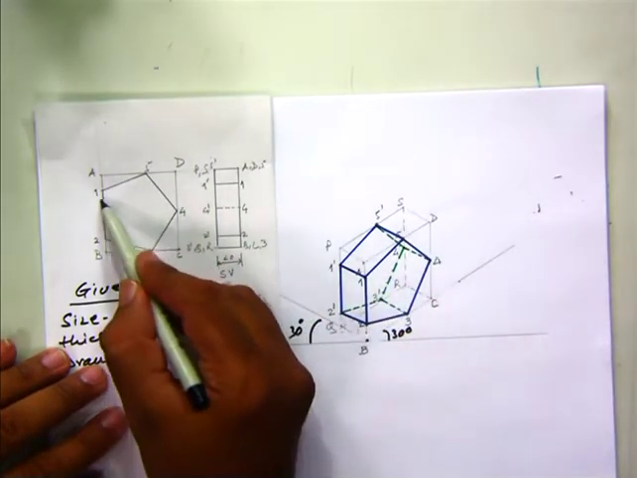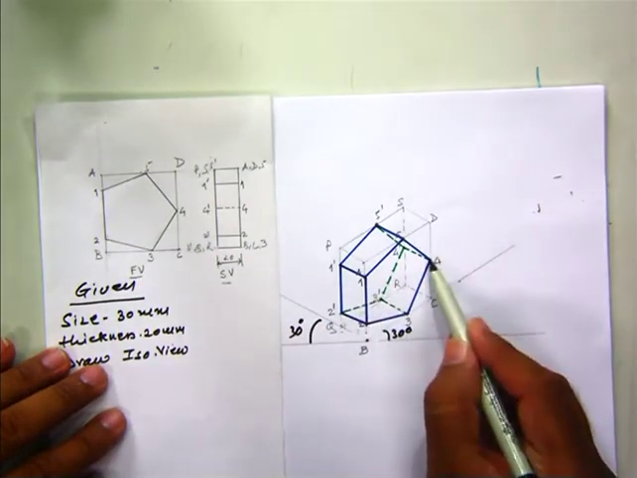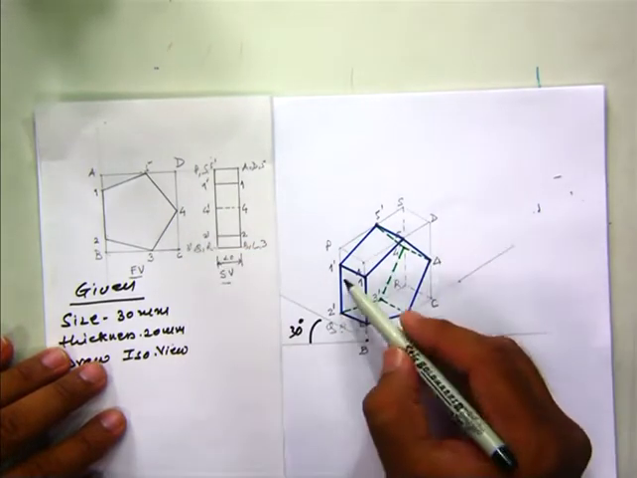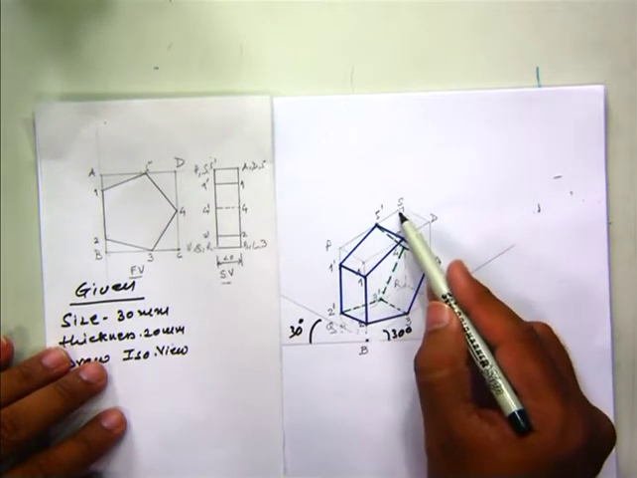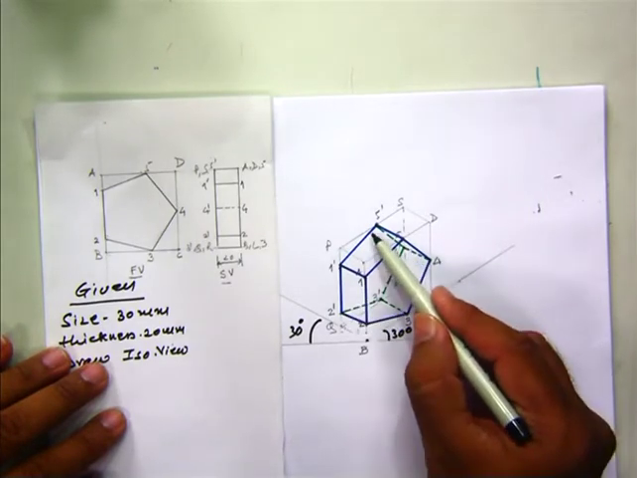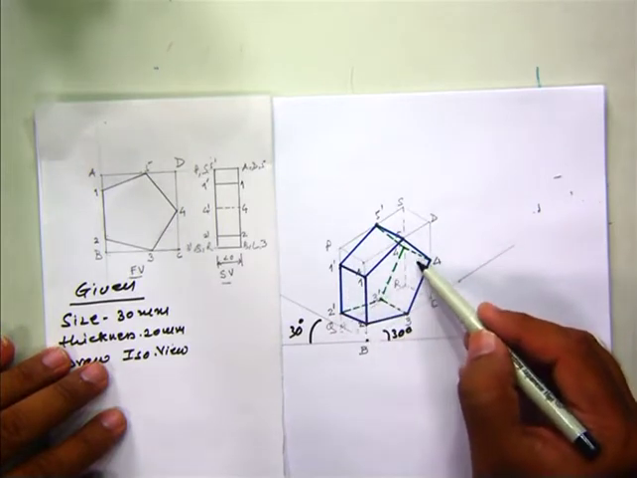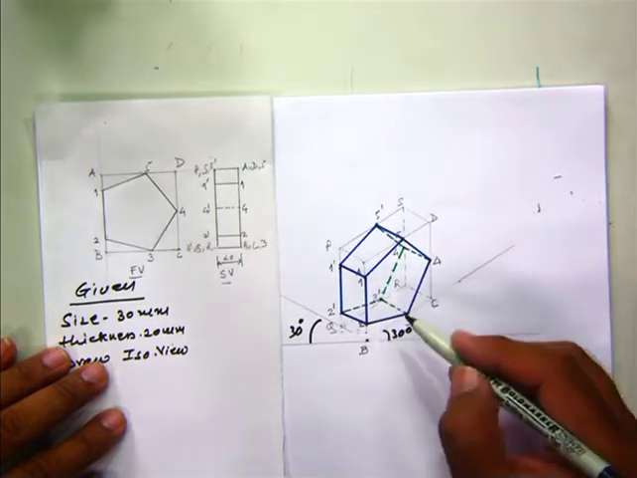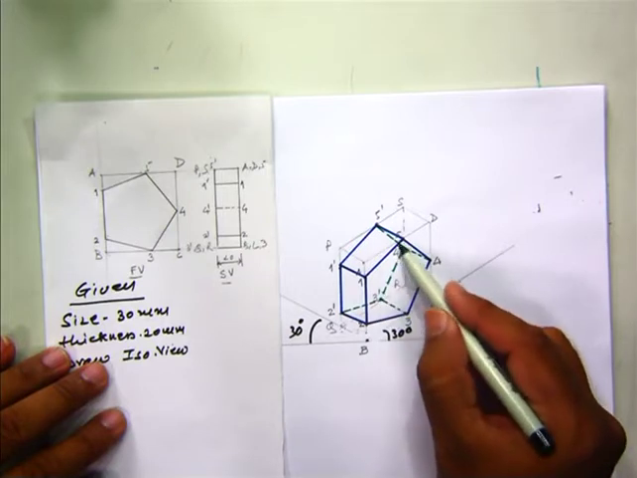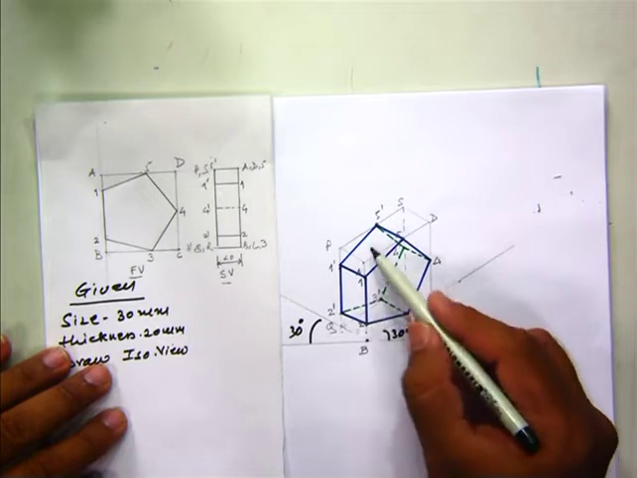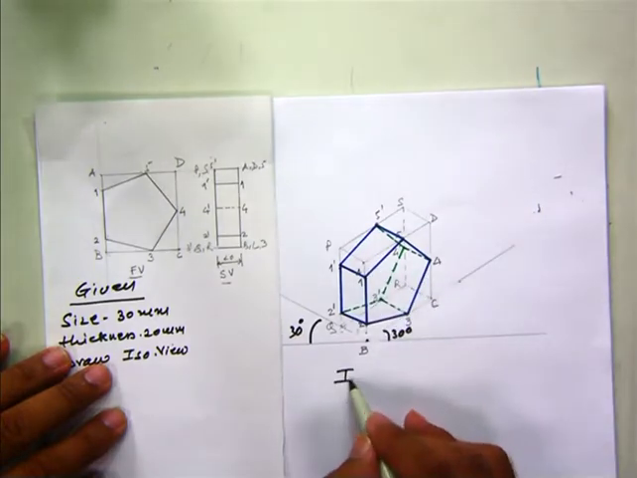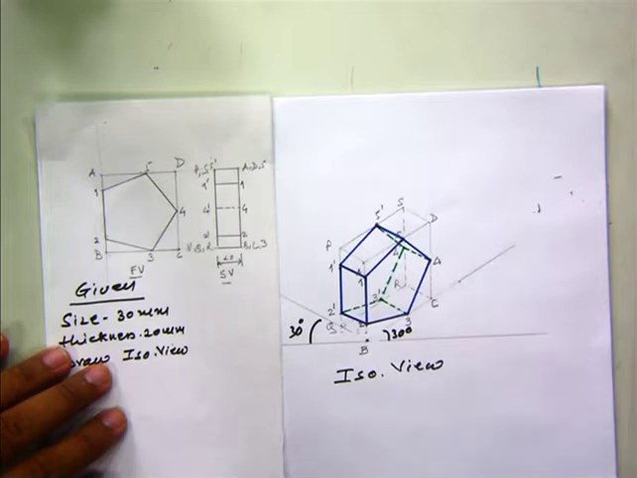After that, we mark points 1, 2, 3, 4, 5 on this rhombus ABCD, and then we mark 1 dash, 2 dash, 3 dash, 4 dash, 5 dash points on PQRS, and then we have joined. So you can see this pentagon with the blue line. The edges of the pentagon which we cannot see in this isometric view, we have drawn with this green dotted line, and the continuous blue line shows the visible edges. So this is the isometric view of the given figure.